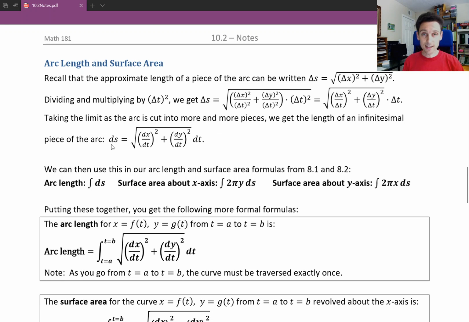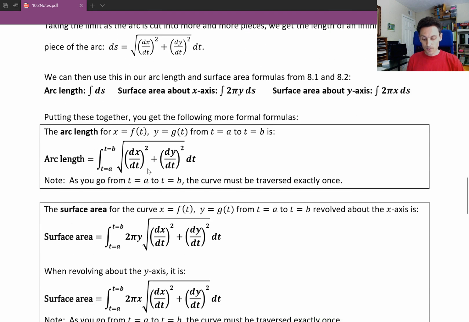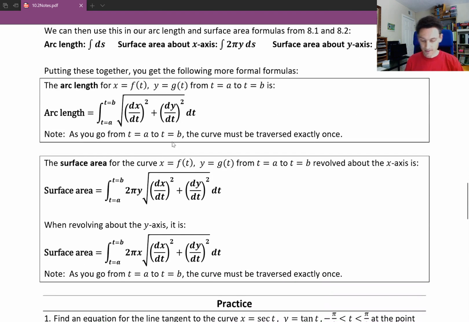So that's the ds that we can then use in all of the formulas that we learned before for arc length, for surface area of revolution about the x-axis, for surface area of revolution about the y-axis. We can just fill in the ds that we have for parametric equations into all of these formulas that we learned earlier. So putting it together, the rest of it just tries to connect everything and fill in those ds's.